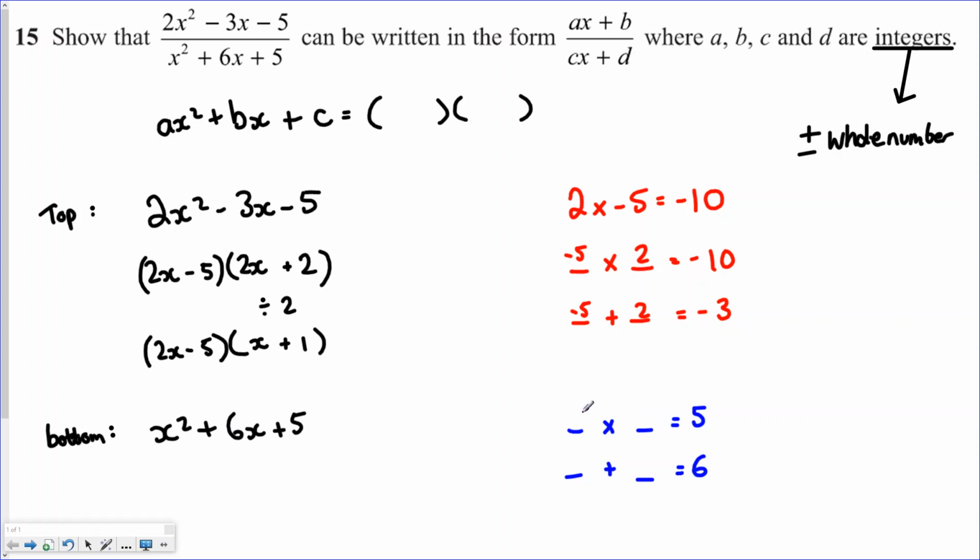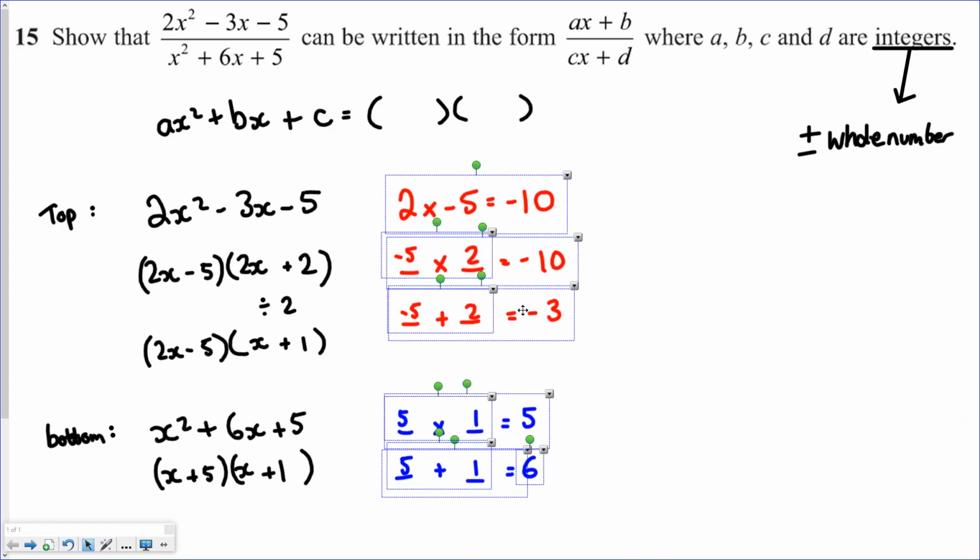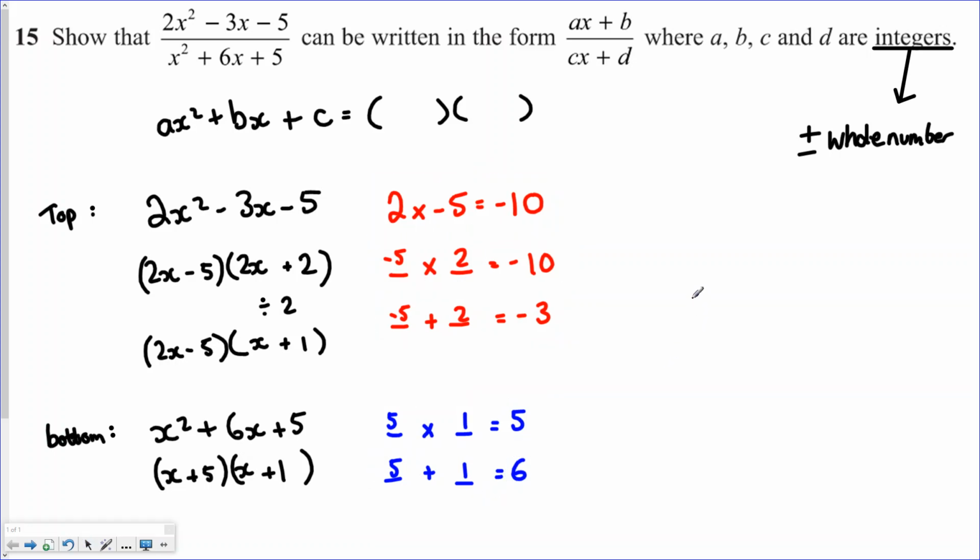Now a little bit of mental arithmetic. I believe the numbers are going to be 5 and 1. 5 times 1 is 5, and 5 add 1 is indeed 6. So I'll go back to the black pen. I'm going to draw myself two sets of brackets. Now we know that x times x will give us the x squared value, and our two numbers are 5 and 1, so it's going to be (x plus 5)(x plus 1). Now if I move this working out over here, I'll continue my working out.